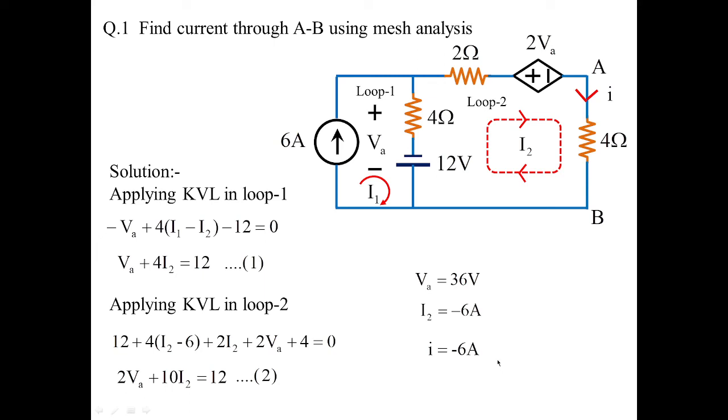So now you have seen the result: whether we apply mesh analysis, node analysis, Thevenin's theorem, or any other method, we are supposed to get the same current in the particular load. So this is how we cross check our answers.